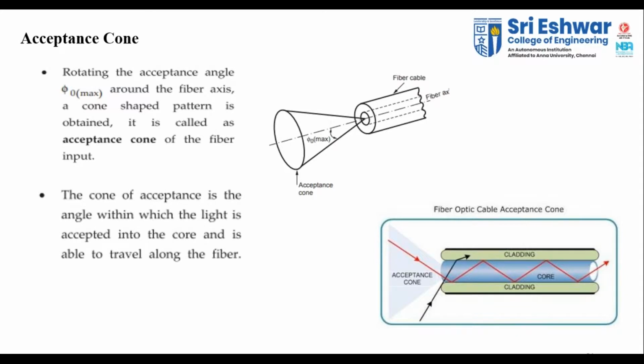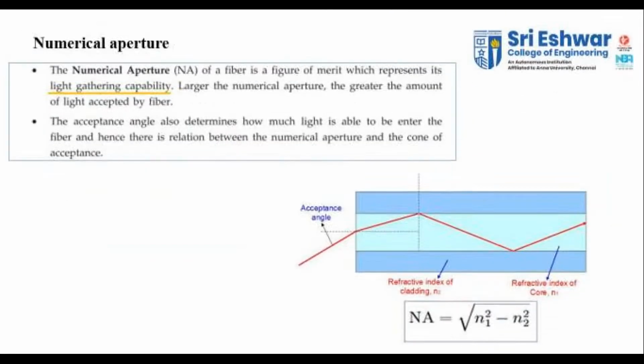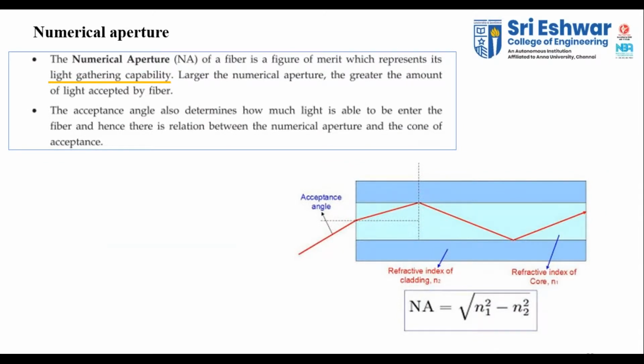Okay, so previously we discussed acceptance angle. This is for your acceptance cone. Okay. Please try to understand the case.